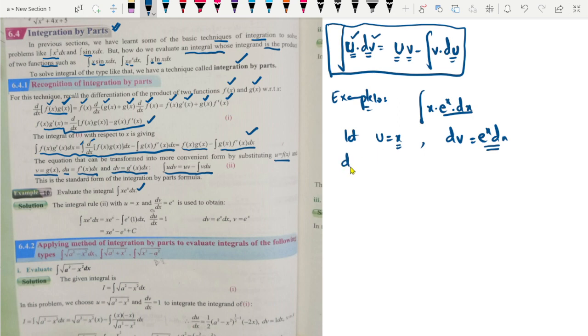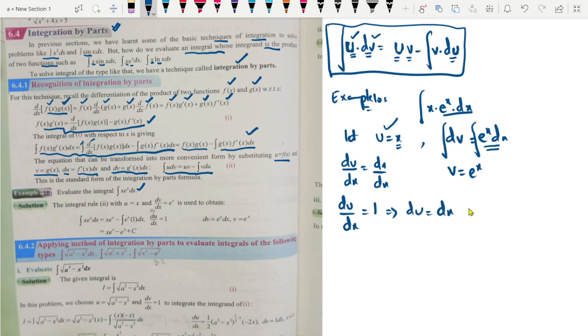Taking the derivative with respect to x on both sides, du divided by dx is equal to 1, which implies that du is equal to dx. When we take the integral of dv, v is equal to e of x.